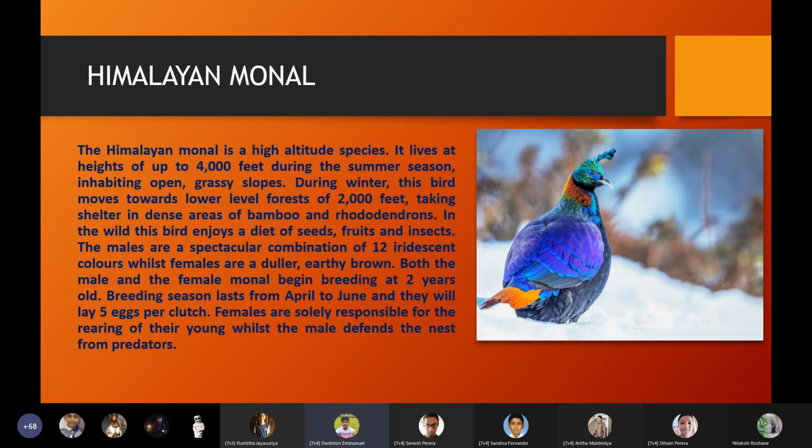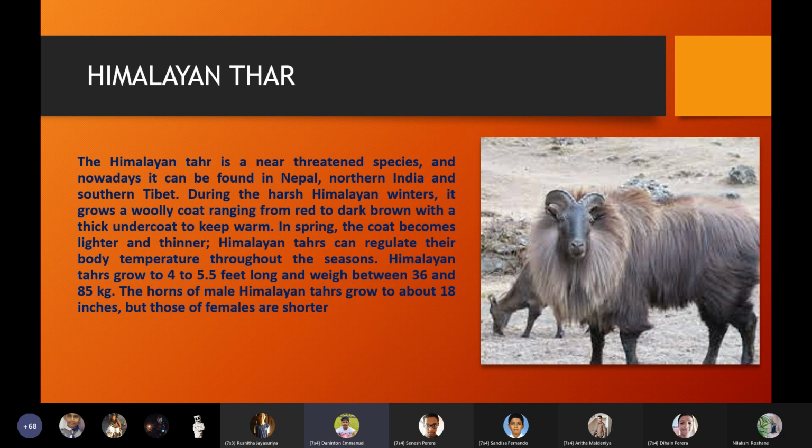Females are solely responsible for the rearing of their young whelps. The male defends the nest from predators. And the third is the Himalayan wild thar. The Himalayan thar is a near threatened species, and nowadays it can be found in Nepal, northern India, and southern Tibet.